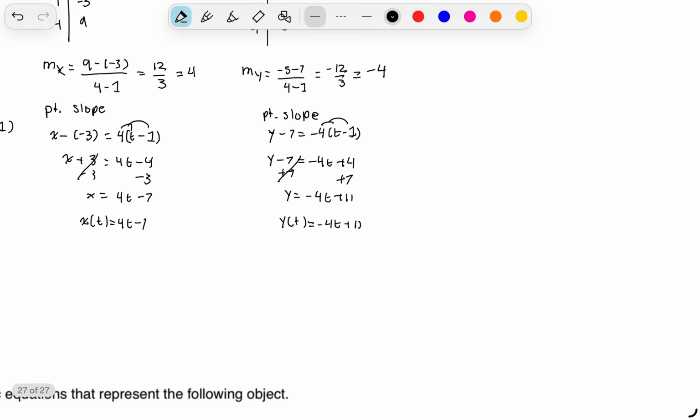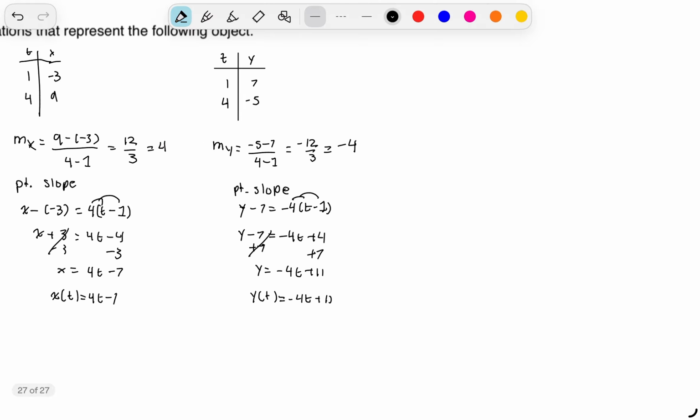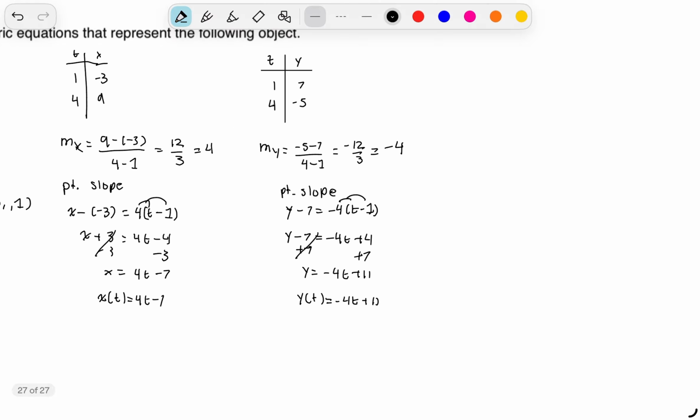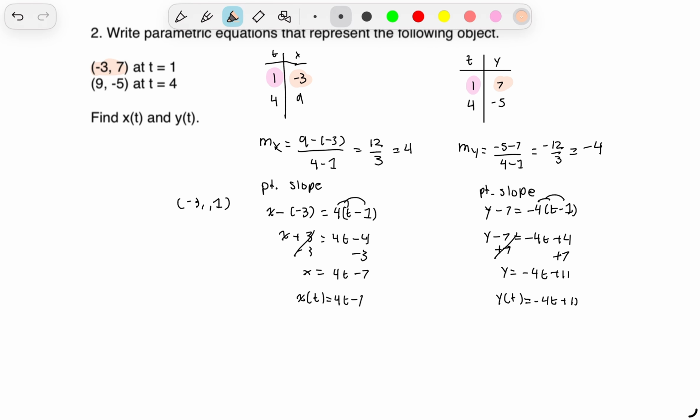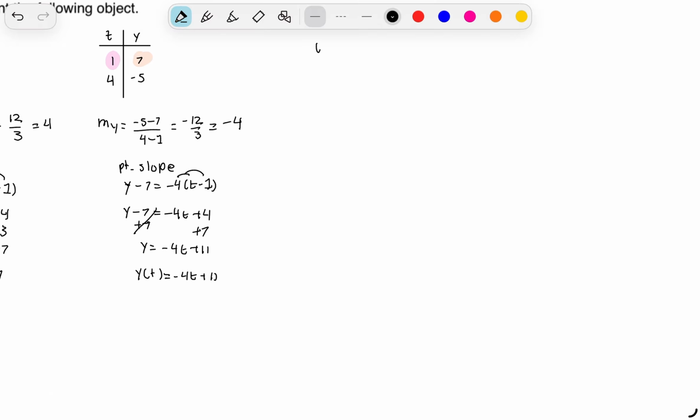So these are your two answers, and you can check these by seeing if we plug in a time for t, would we get that same x, y that is spat out? So for example, if we did t is equal to 1, would we still get the coordinate point negative 3, 7 that corresponds here? Would we still get negative 3, 7 for t is equal to 1? So let's check t is equal to 1 with our two equations.